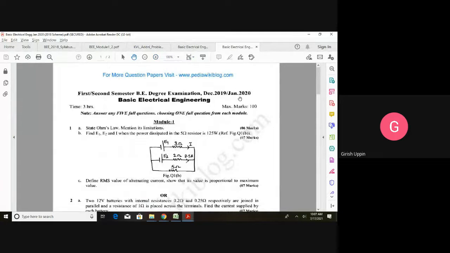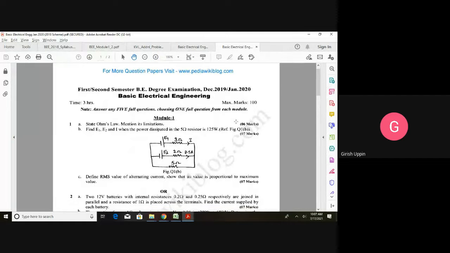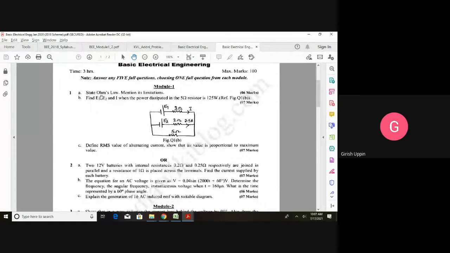See, this is January 2020. First one is state Ohm's law, mention its limitation. A simple circuit they have given, and using KCL and KVL you have to solve. Define RMS value of an alternating current. Show that the value is proportional to maximum value. So here, whatever is the wording, you have to do the derivation for the RMS value.